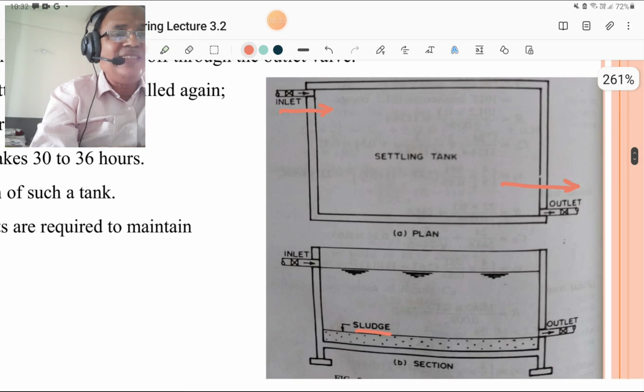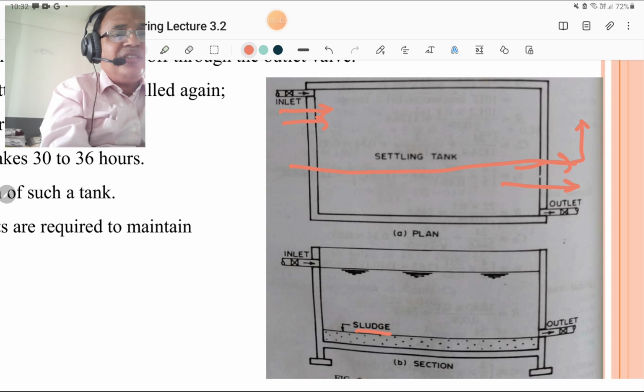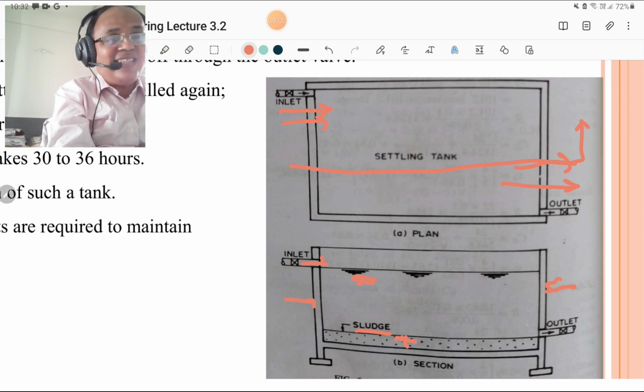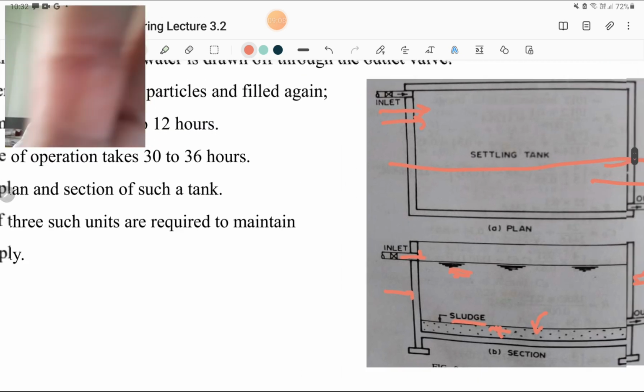So please look at this figure. This is the inlet, this is the outlet, this is the plan, and if we draw a section of this tank, this is the wall, this is another wall, this is the inlet section, this is the water level, and below that, sludge. The particles which settle down below in the sedimentation tank are called sludge. So you must know what sludge is, and this is the outlet, and this sludge is removed with the help of various equipment. So you must know that. Okay.